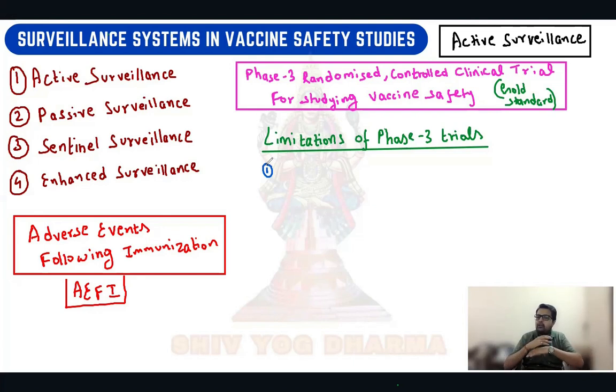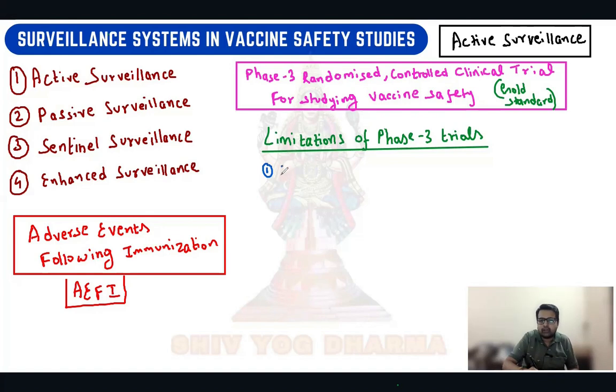If it didn't have any limitation, then there was no point in going for other methods. If this method was 100% perfect, why would there be a need for putting in extra effort and going for other methods? But unfortunately, this active surveillance has some limitations, because of which we have to rely on other methods also for a perfect vaccine safety study. So now let us look at these limitations.